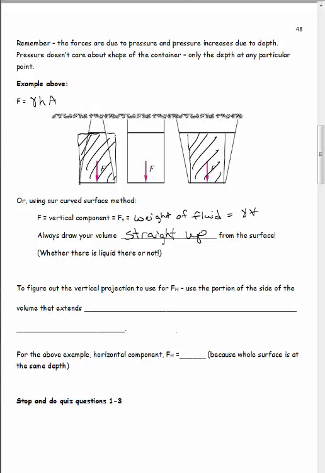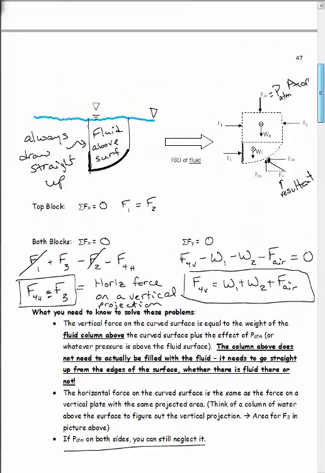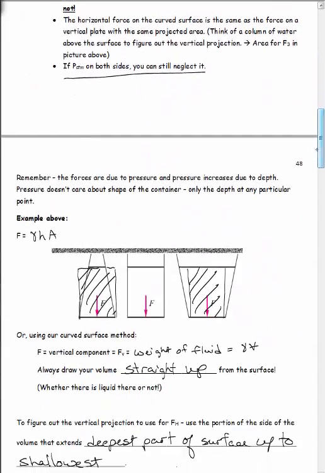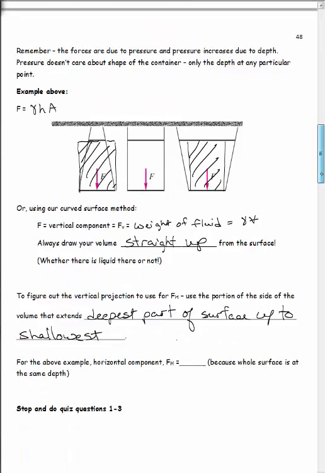Okay, to figure out the vertical projection to use for the FH part, you're going to use the portion of the side of the volume, so it would be these sides, just the portion that extends from the deepest part of the surface up to the shallowest. So on our old surface here, our deepest part of this surface was here, and the shallowest was here. So that's what we would use for our vertical projection. It'd be a flat plate, and if that was coming straight out of the page, that would be a rectangle.